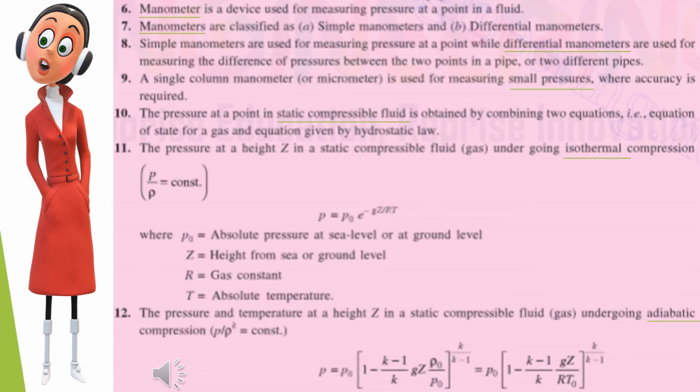Eighth one, answer is differential manometers. Ninth one, answer is small pressures. Tenth one is static compressible fluid. Eleventh one is isothermal compression. Twelfth one is adiabatic compression.